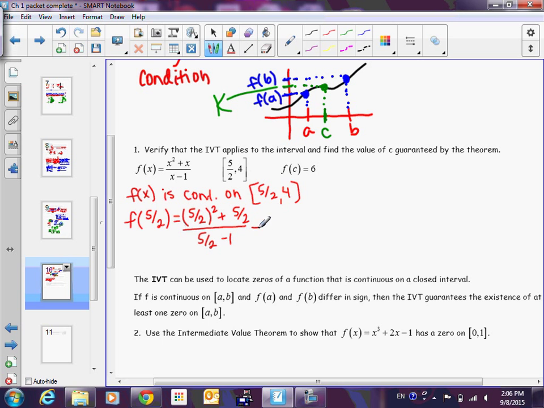Okay, so first of all, 5/2 squared, that's going to be 25 over 4. And 5/2, I'm going to rewrite that as 10 over 4 because I'm going to have to add those two fractions, and it's going to be helpful if they have the same denominator. Okay, down here I have 5/2 minus 1. Let me change that to a 2/2, so that makes 3/2 in the denominator.